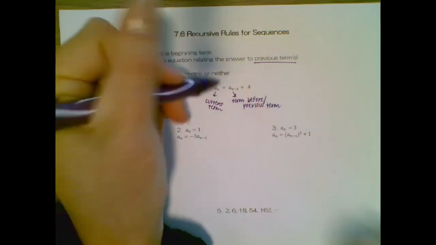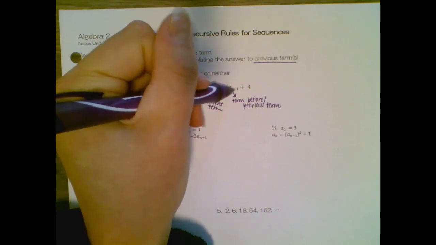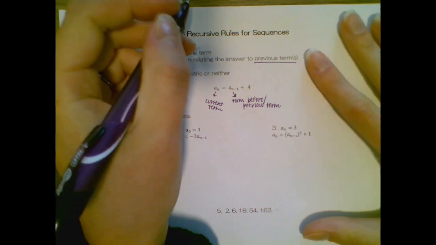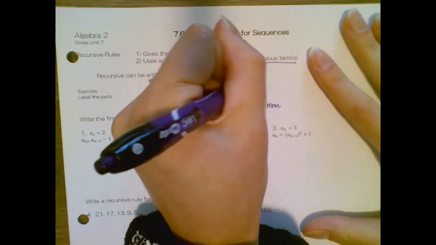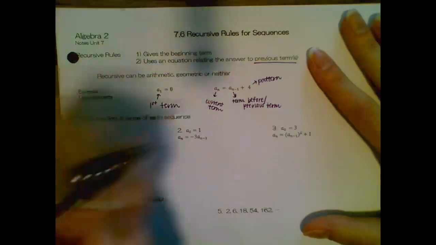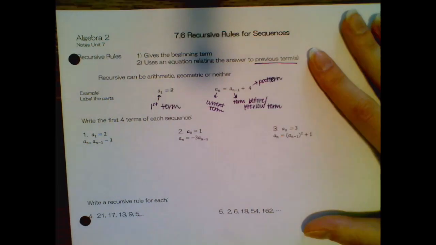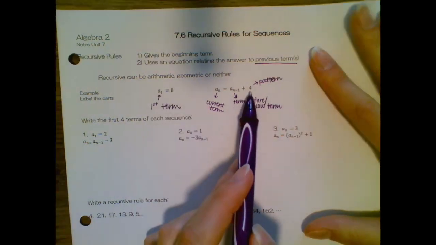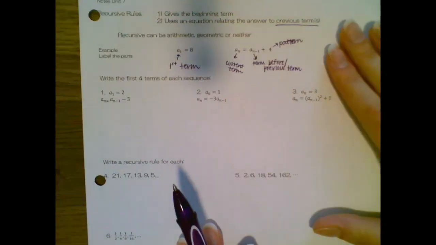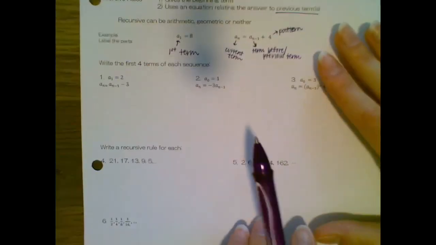So if I say a sub 4, I'm going to put a sub 3 here because 4 minus 1 is 3. Okay? And then this plus 4, it represents the pattern of the sequence. Okay? As you guys can see, this one's arithmetic because we're adding. So if you're adding or subtracting, it's arithmetic; geometric, you're multiplying or dividing, remember.